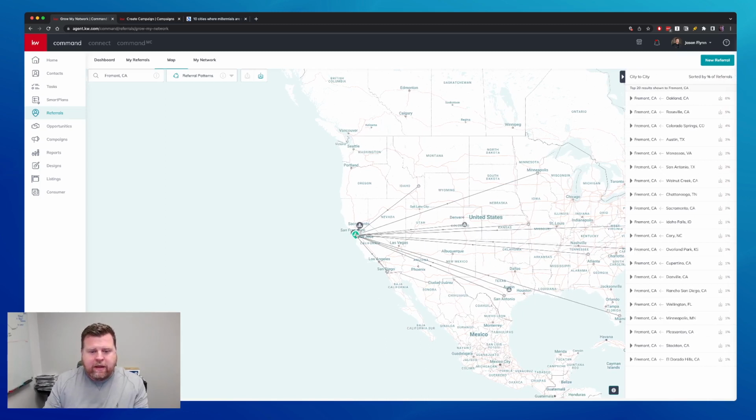So if I'm here in Fremont, because it's using just my market center information, and I make sure I click on received. By default, I think it's set to sent, but make sure you click on received. It's showing you where the different referral patterns are coming in from different markets. So you can see our number one is Oakland. That's just to our north.